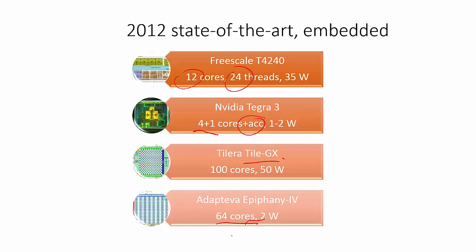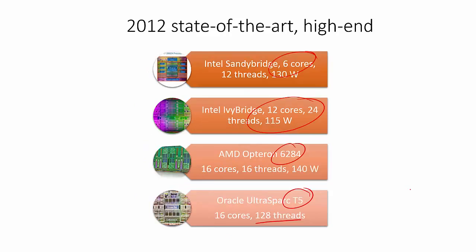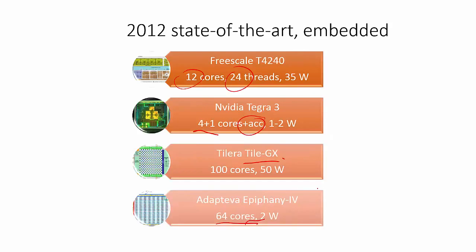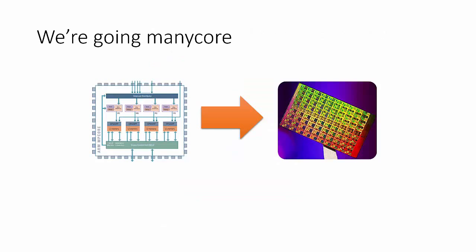Look at the difference in power consumption. The processors of the high end had 130 watts, 115 watts, 140 watts. I couldn't get the number for the SPARC. And here we have 35 watts, 1 to 2 watts, 50 watts, and 2 watts again. So a really big difference in power consumption. So we're going many core. We're going from a few cores per chip to many cores per chip.